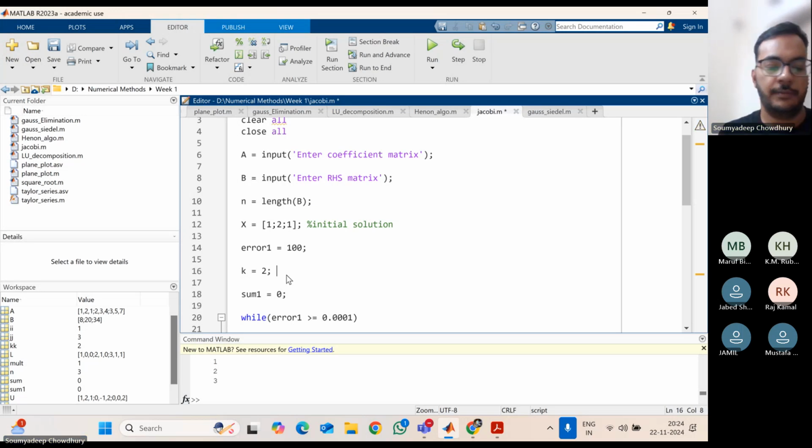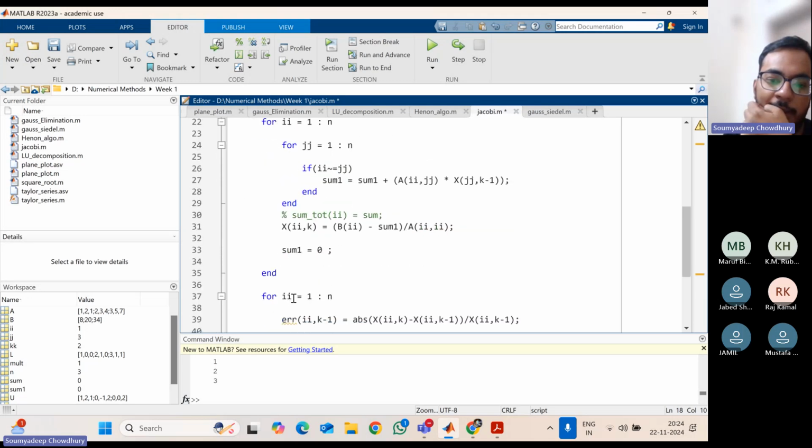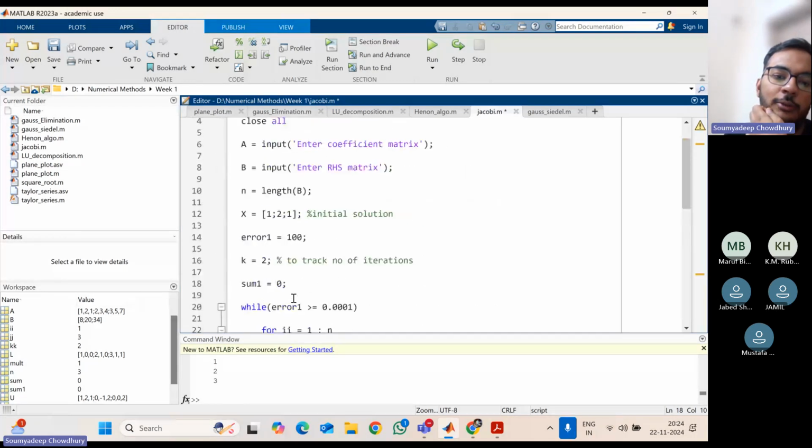And this sum one, this is basically to find out the total error.